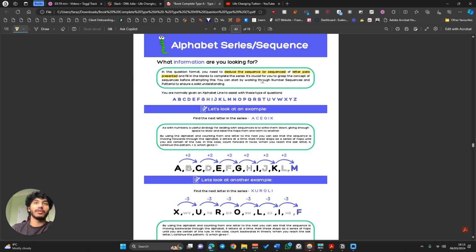Let's just slow down there and have a look at what they're talking about. So we have to find out sequences from the letter pairs that they've presented. Let's look at the example first and see what they're talking about. What letter pairs are they talking about?